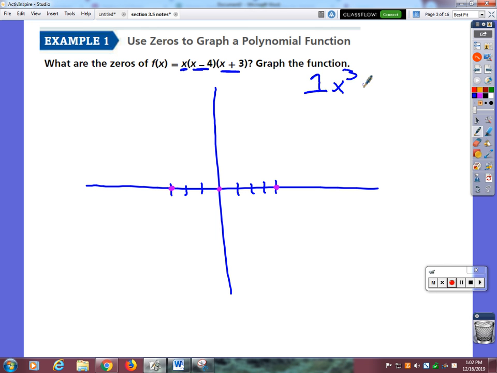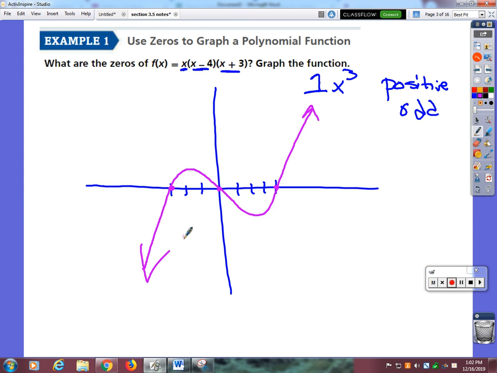So, based on the lead coefficient and the degree of the polynomial, what kind of polynomial is it? It's positive because the 1 is positive, and it's odd because the exponent is odd. And so, which way does that go? Does it go down, up, down, or does it go up, down, up? Up, down, up. Good. So now we know that the graph is going to look something like this. Okay?